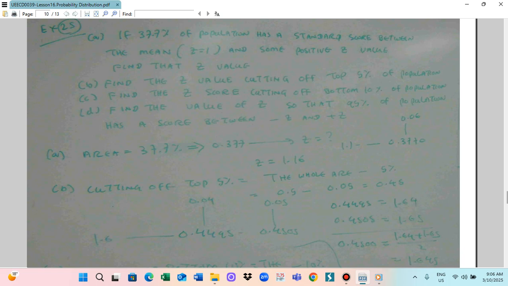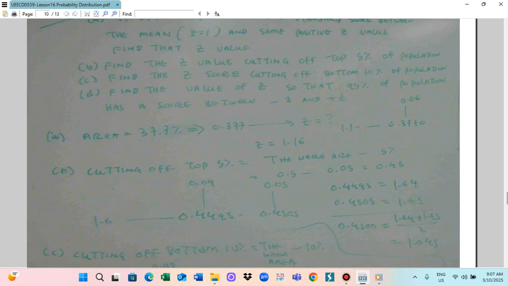So on the Z table, you look through for 0.377. So you can see 0.3770 at 1.1 on the side, and the top will be 0.06. So Z is equal to 1.16. So this is for the area A.